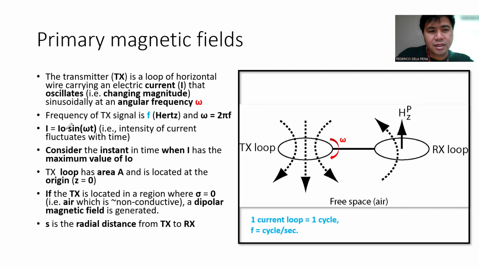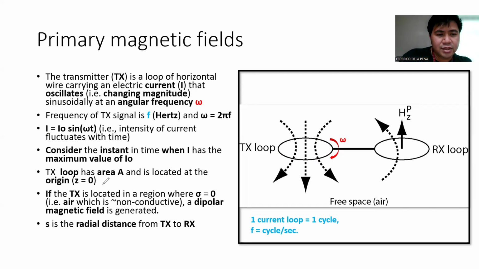Right now, this current I is fluctuating as a function of your angular frequency. So this is responsible for the oscillation of your current. The fact that it's circling around is causing the current to effectively fluctuate. And this fluctuation of the current causes the magnetic field from the transmitter to also fluctuate or oscillate.